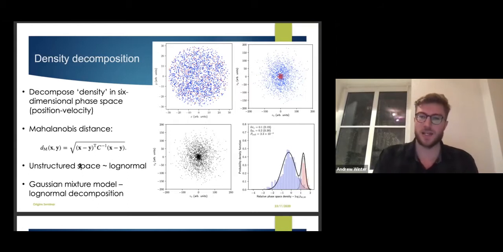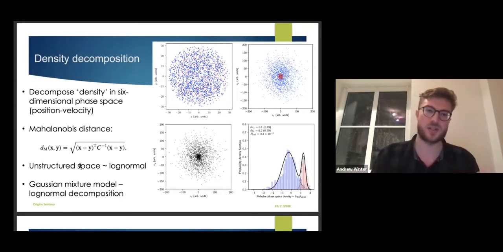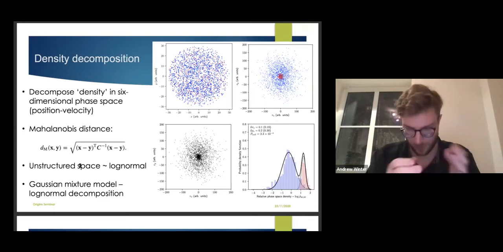Then what you can do is make a histogram of the densities within that space, just defined by this metric. So say you take the 20th closest neighbor and you estimate your density from the 20th closest neighbor. In an unstructured space, you'd expect that to roughly look log normal.